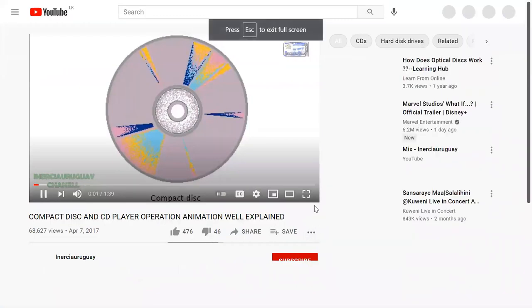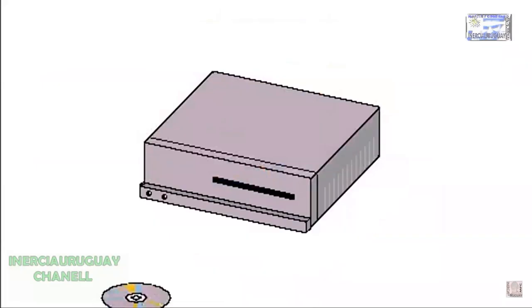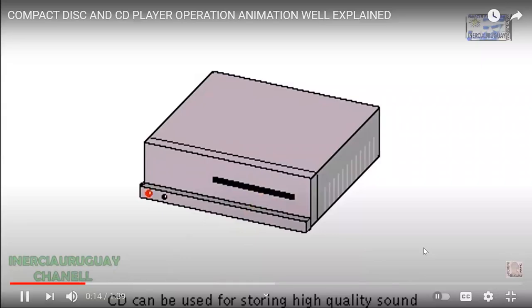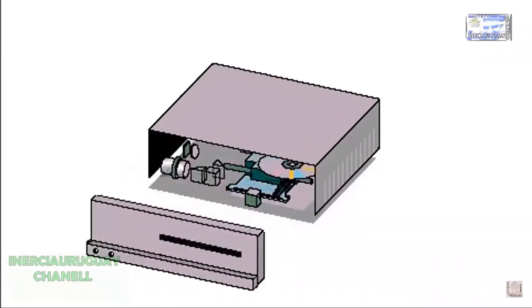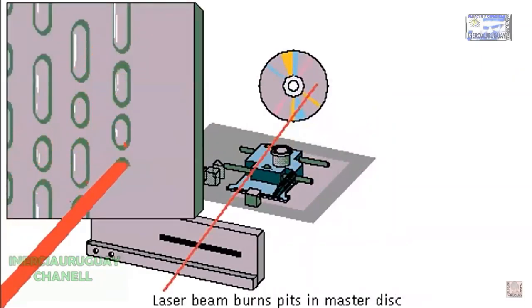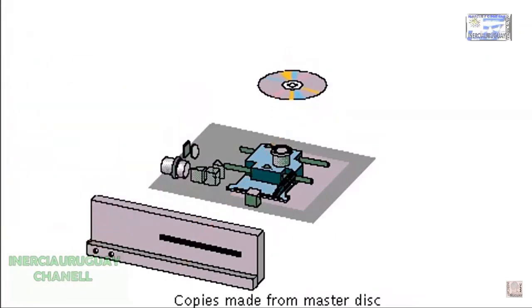Look close. A compact disc, or CD, is a plastic disc containing a thin metallic layer that's used for storing large amounts of information. The most popular use for CDs today is for recording and playing back high quality sound. A high-precision laser beam is used to burn microscopic pits in the thin metal layer of a master disk. The pits are laid down in patterns that can be read by a compact disk player. Thousands of CDs can be made from a single master disk.